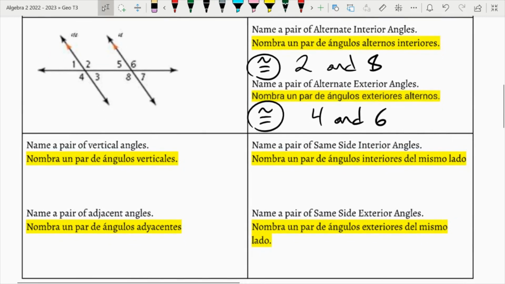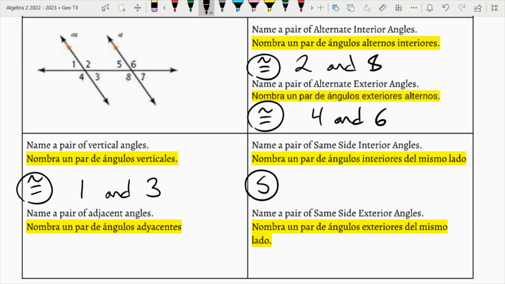Okay, a pair of vertical angles, we know that vertical angles are congruent. An example would be 1 and 3. There's a ton of different examples on here. You could say 6 and 8, 5 and 7, 2 and 4. Okay, same side interior angles. These are supplementary, not congruent. So same side interior angles, they're going to add up to 180.